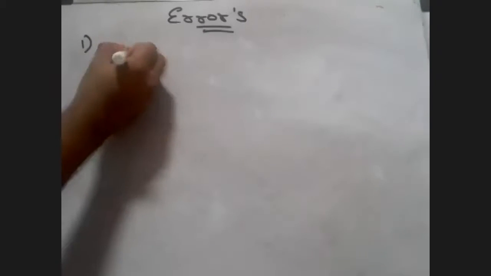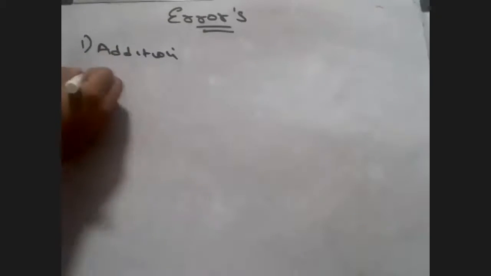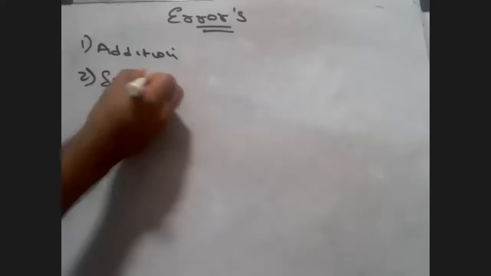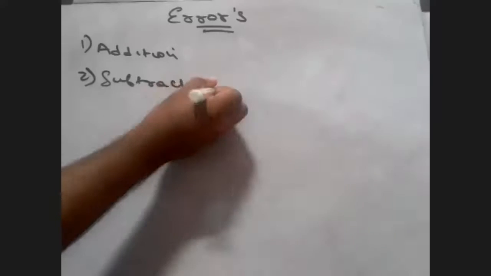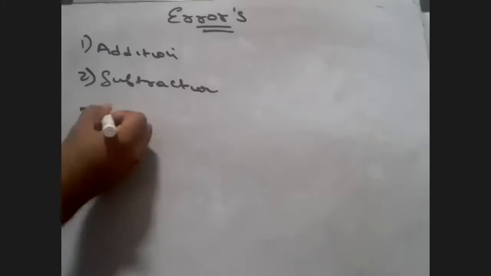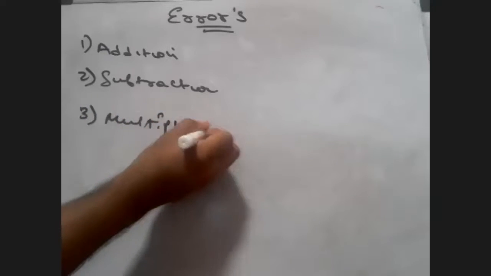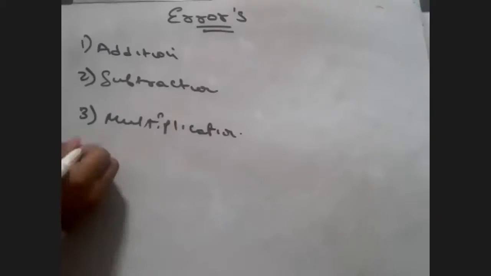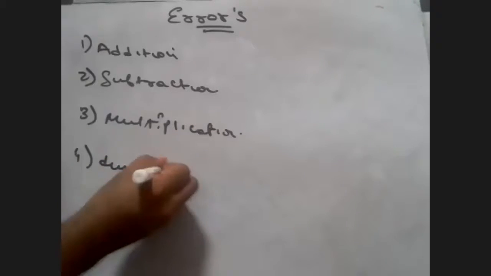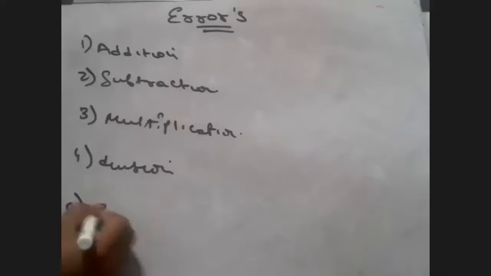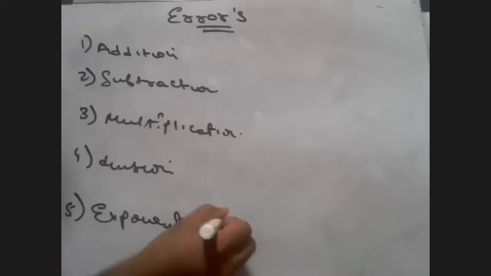At it one by one. So the 4-5 factors we are going to see is, one, addition of errors. Second thing we are going to see is subtraction of errors. Third thing we are going to see is multiplication. Then division. And finally, exponents. Exponents or powers.